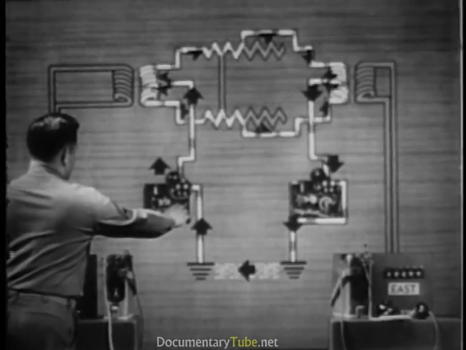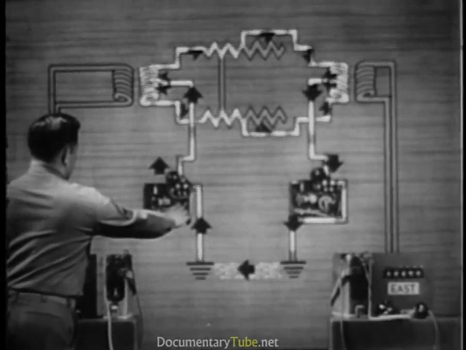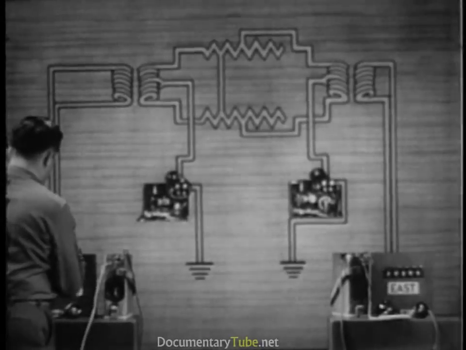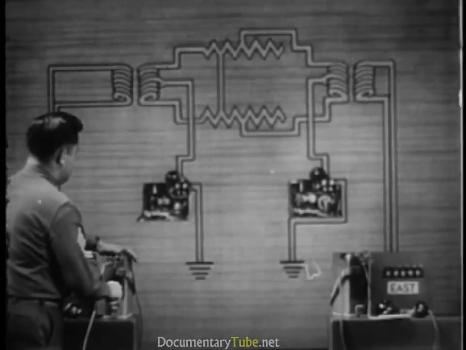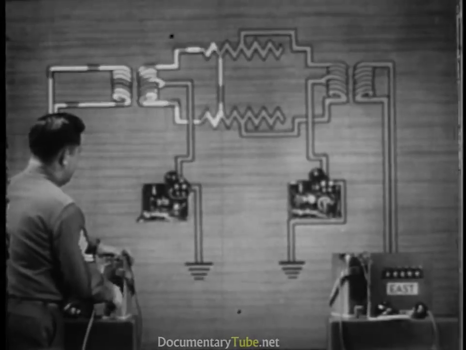We can see then that the telegraph channel is unaffected by the short, but the telephone channel is useless until the short is cleared.